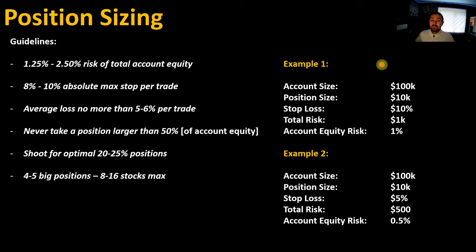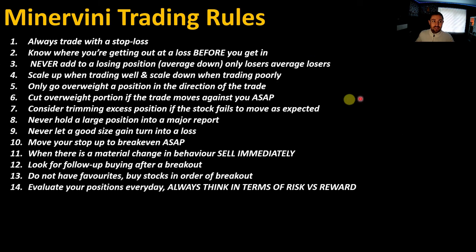And in the next one, we're going to be going into Minervini trading rules. Okay, here are 14 Minervini trading rules. Always trade with a stop loss. Know where you're getting out at a loss before you get in. Plan your trade. Never add to a losing position. That's averaging down. Losers average losers. Scale up when trading well, scale down when trading poorly. That's the progressive exposure point.